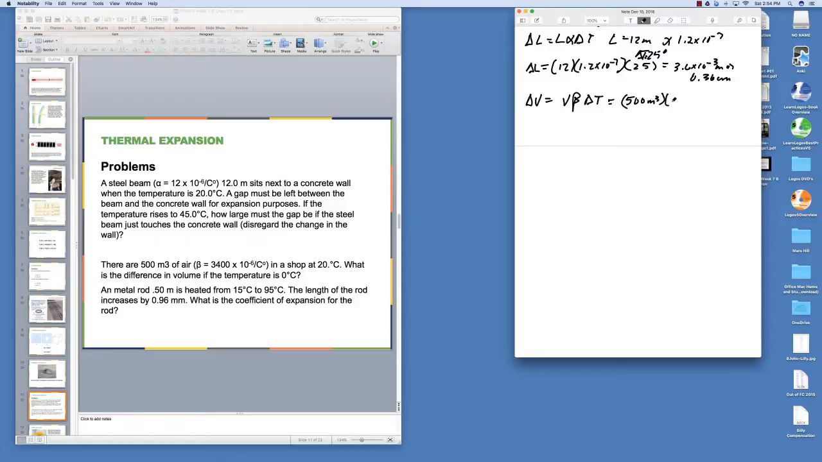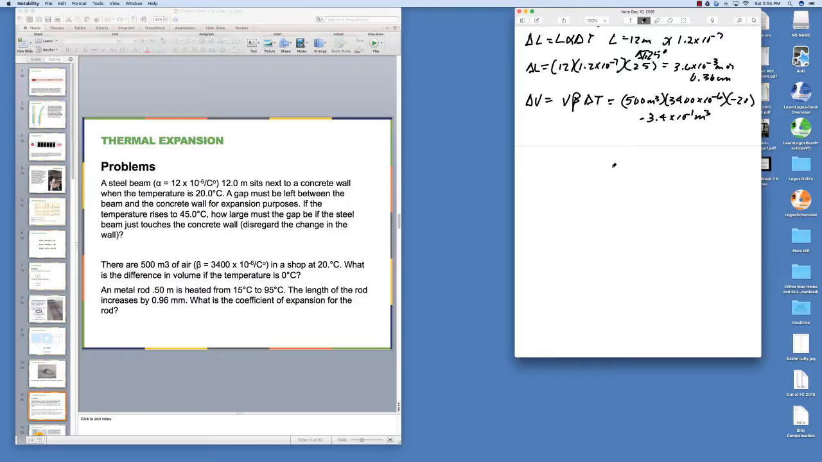times 3,400 times 10 to the minus 6 times, and the change in temperature is minus 20 degrees. If you do the math here, you get 3.4 times 10 to the minus 1 cubic meters, and it shrinks by that amount.